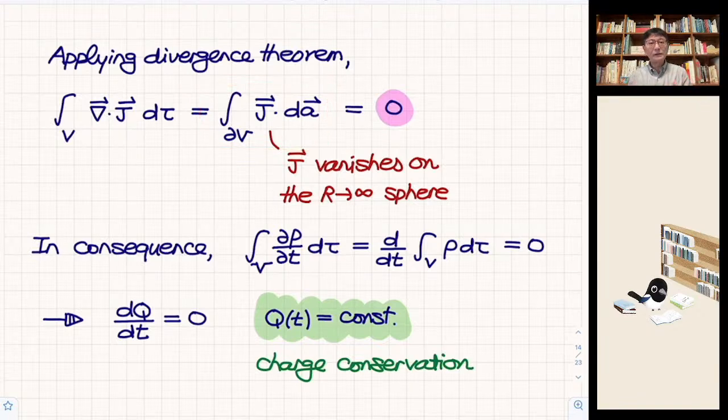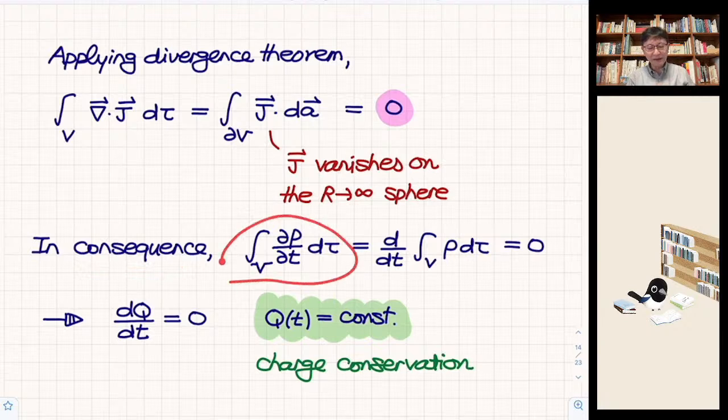But as I said, because I intentionally choose an infinitely large sphere, at the very edge of the universe or even larger than the universe, because this is math, you don't really care about the cosmology and everything. So we know that this J vanishes on the r goes to infinity sphere. Outside this huge sphere, there is no J, because all charges are floating around in some local area. And so J is zero, and thus the surface integral is zero. In consequence, what does that mean?